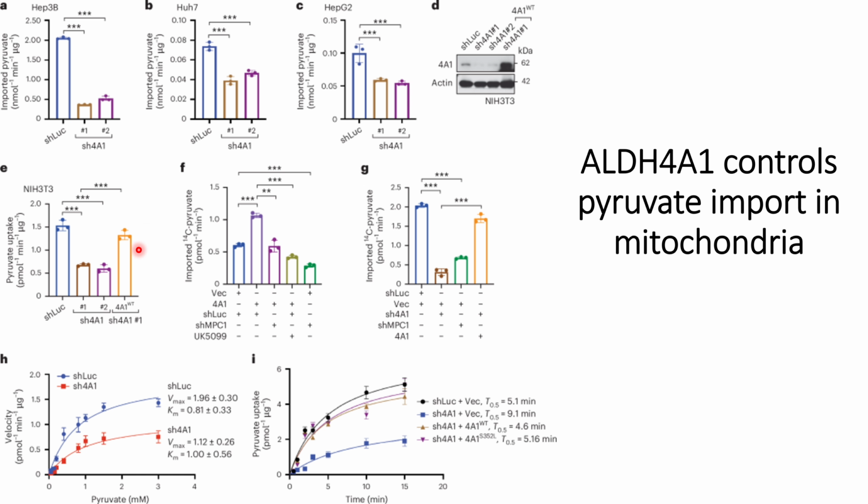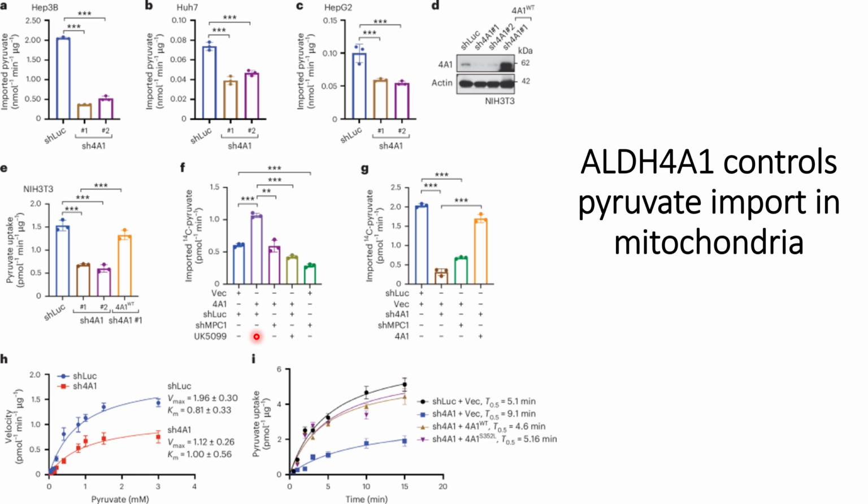Thereafter they wanted to check whether it has any role on MPC1 and 2, that is, mitochondrial pyruvate carriers 1 and 2. For that they used imported 14C pyruvate and checked different conditions. When they knocked down ALDH4A1, they are able to see that the pyruvate imported into the mitochondria has increased, which can be seen here compared to the controls.